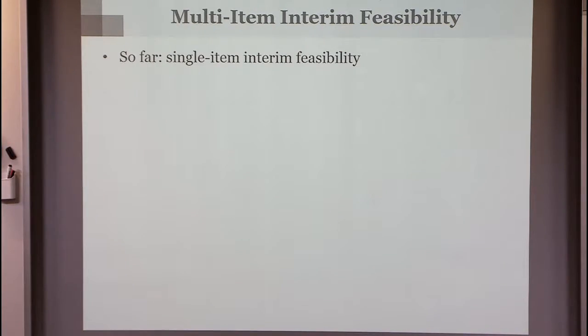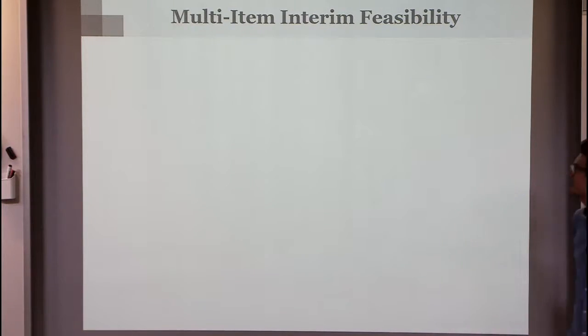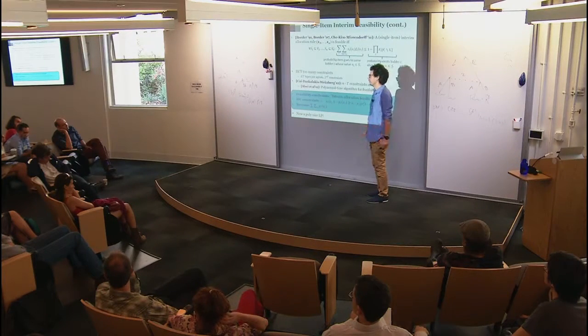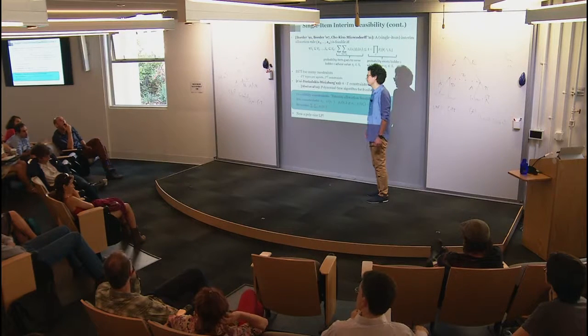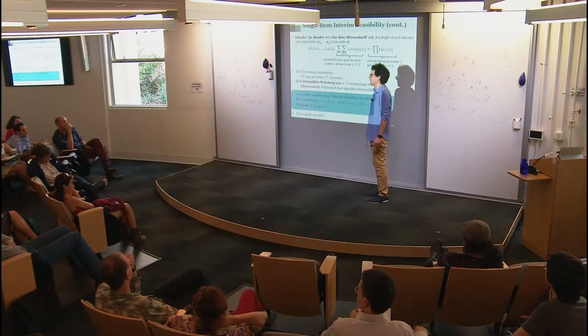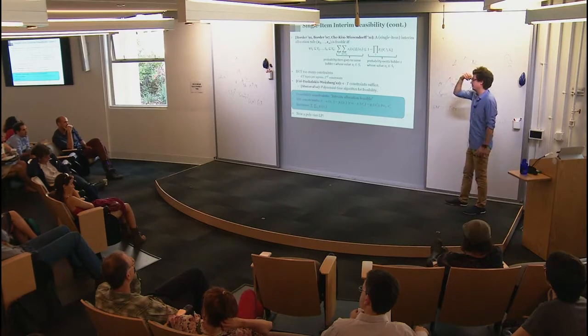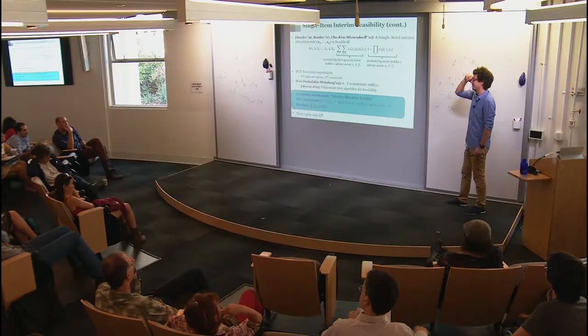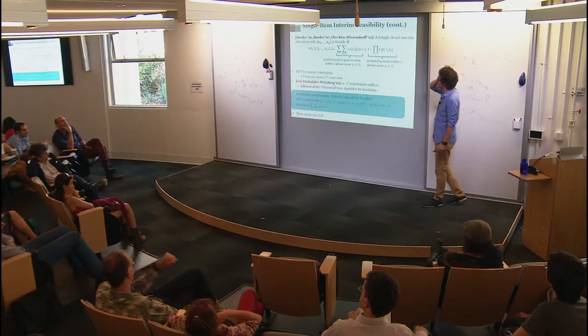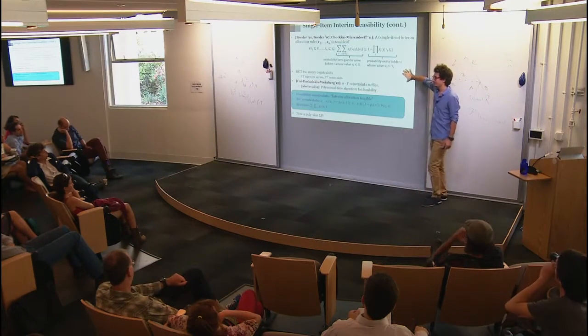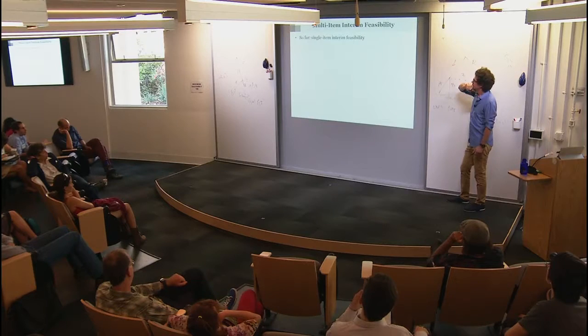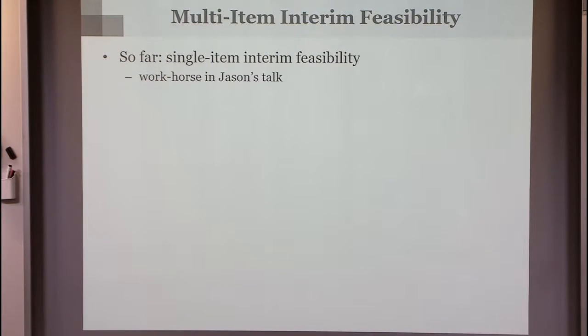Of course, this was just single items. Yes? So you used that additional linear social welfare term here, or that wasn't? No, I didn't. I haven't shown you how this is used yet. I'll show a sketch in a little bit. But this is single item feasibility, and this was the workhorse in Jason's talk.